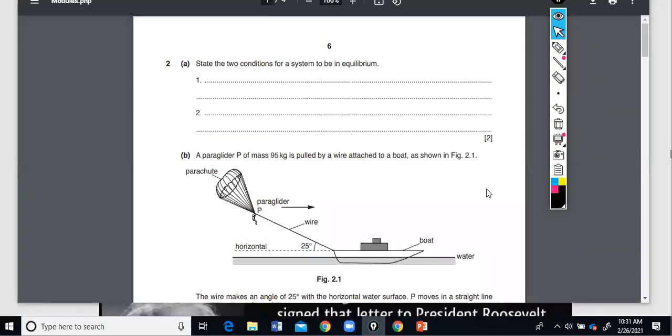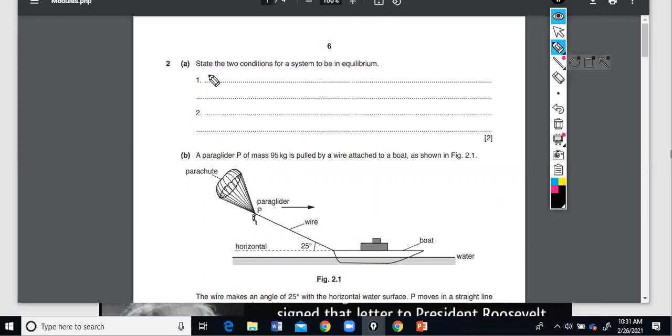All right, welcome. In this video, we're going to be going over our quiz. This comes from ACE Physics paper 21 from 2017, May, June. We're going through questions 2 and 3. Question 2, state the two conditions for a system to be in equilibrium.